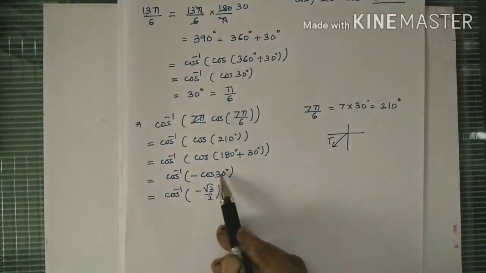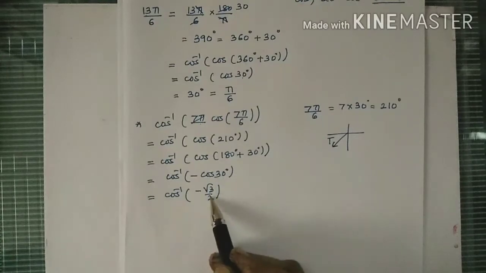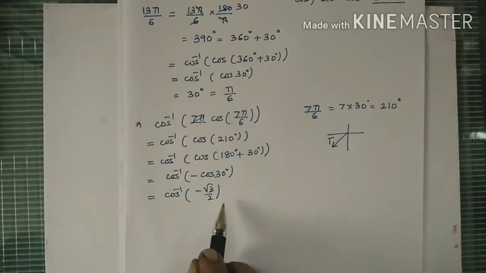Now the angle is 30 degrees. It is obvious because cos 30 is root 3 by 2. We have written the same value here. So the angle is 30 degrees. Okay, so that is our first step. And what was the second step?